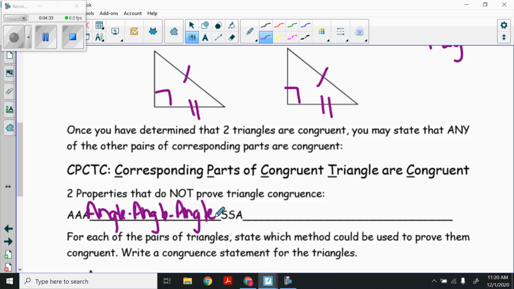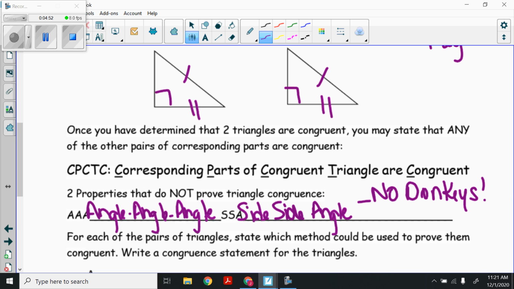The next one is SSA, so side, side, angle. We like to say it's SSA instead of ASS. So ASS, that's like a donkey. So there are no donkeys allowed. So no donkeys or no bad words. So if it spells a bad word, makes a donkey, not allowed. It's not one of them.